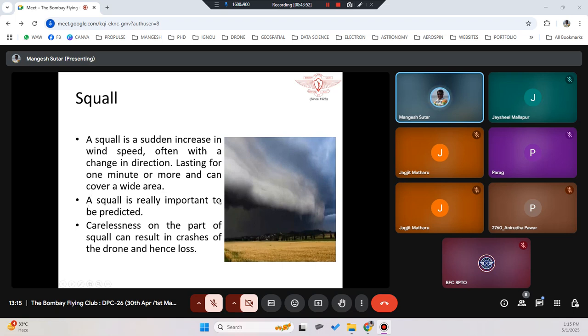Squall is really important to predict. Carelessness with a squall can result in a crash of the drone and hence loss. Since a squall covers a wide area, it can impact your drone operation, as it lasts for 1 minute or more. So when you feel the squall or you see the squall is happening, you should immediately land your drone. You can't take it for granted, or be careless at that point in time.